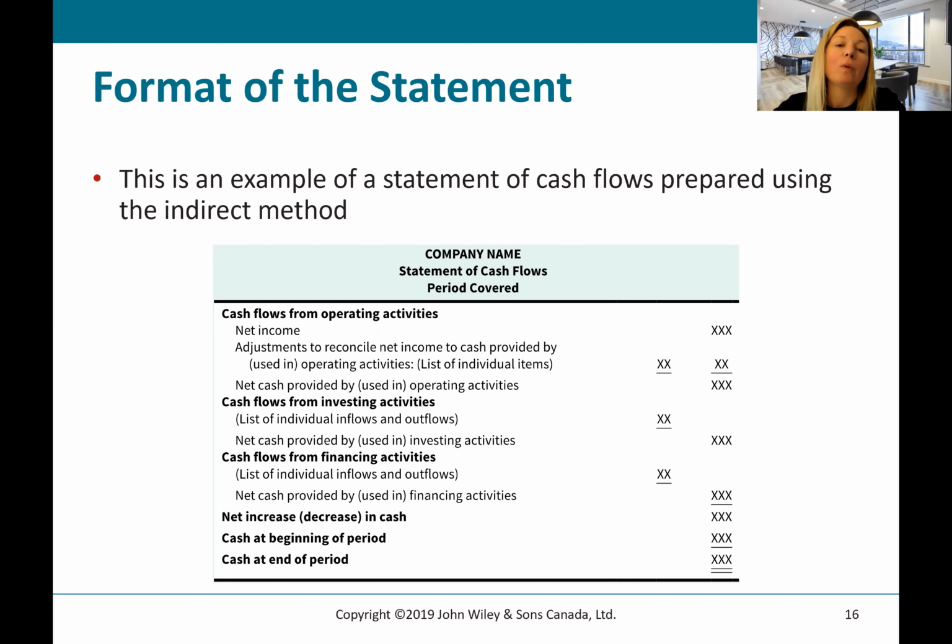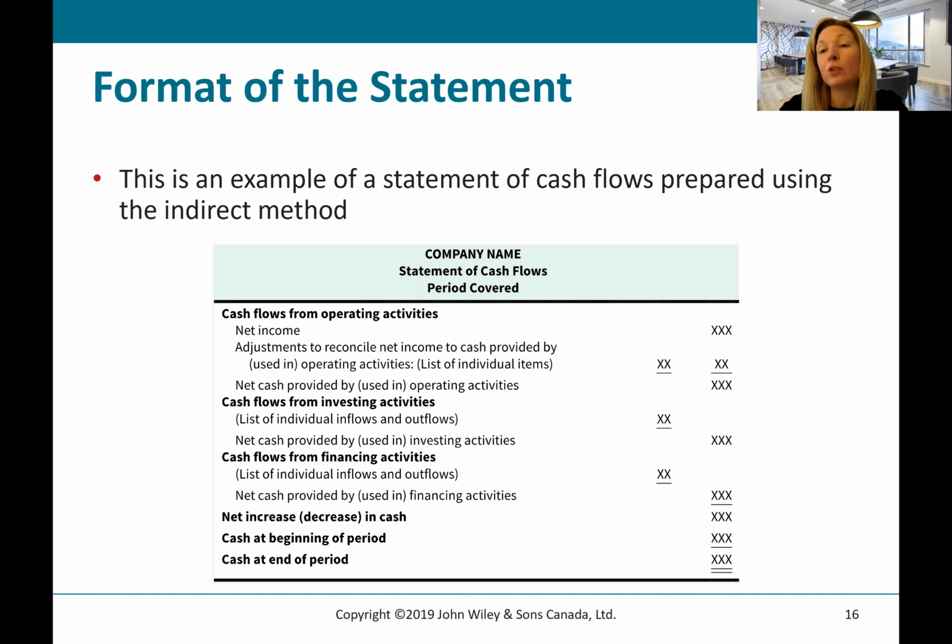You can see that we start with operating activities. Then we have investing activities. Then we have financing activities. And then at the bottom of the cash flow statement, we show the net increase or decrease in cash. And that is a formula running through the subtotals of our statement.